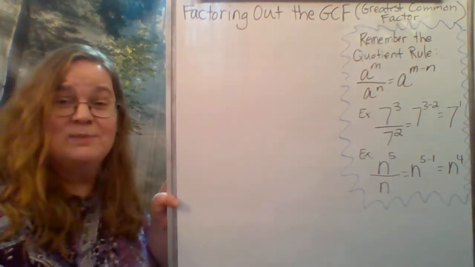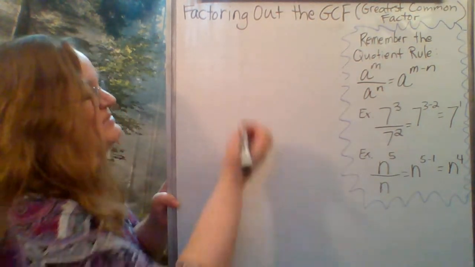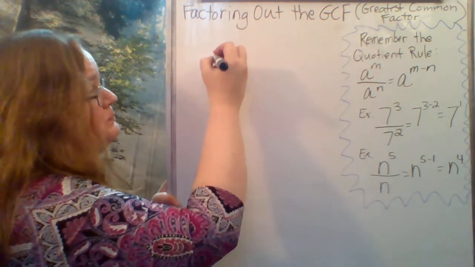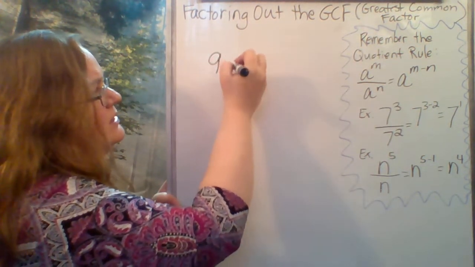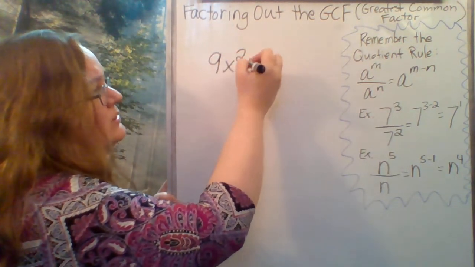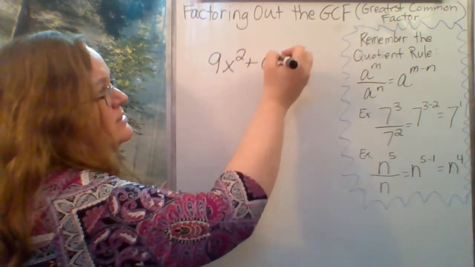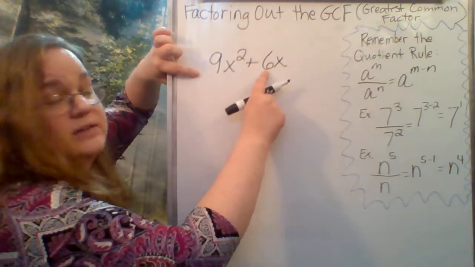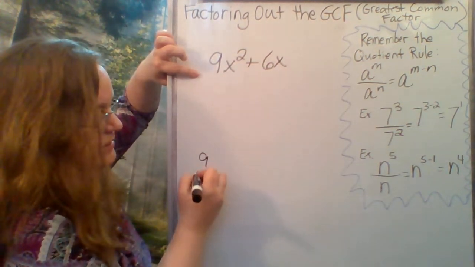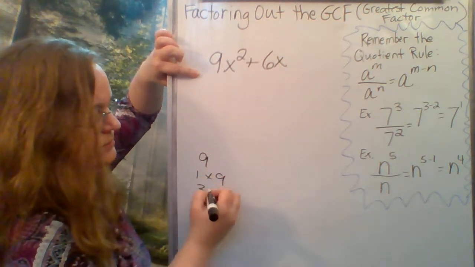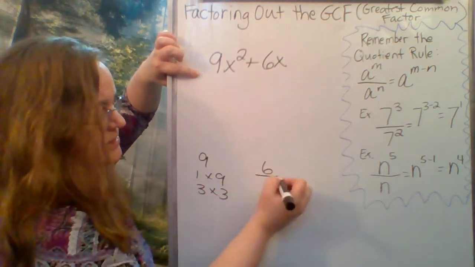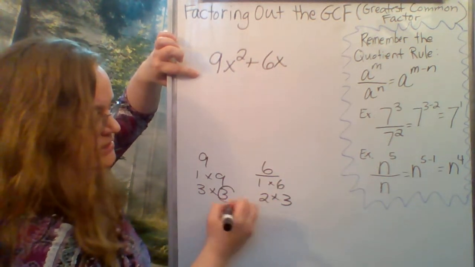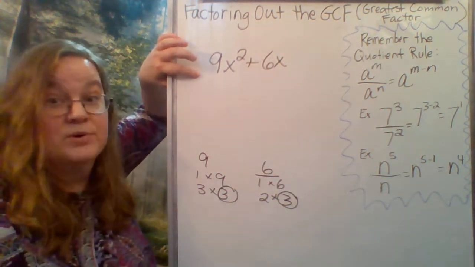So what happens if we have a bunch of variables, okay? So let's say I had, for instance, 9x squared plus 6x. What's the greatest common factor? Well, if I look at 9 and 6, 9 is 1 times 9, or 3 times 3. 6 is 1 times 6, or 2 times 3. So the greatest common factor of the numbers is 3.